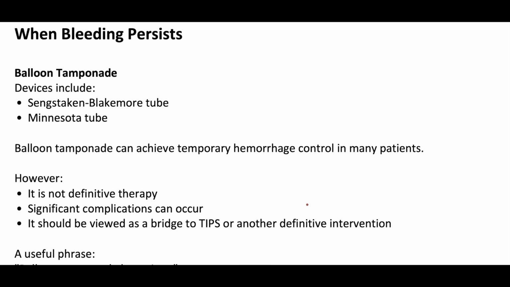Now, if bleeding persists even after they've been resuscitated, they've gotten Octreotide, a PPI, ceftriaxone, they've gotten esophageal variceal banding, what can we do? Well, one thing we can do if the bleeding is severe is something called balloon tamponade. I don't want to speak for anyone out there, but this isn't our favorite procedure. It always seems like a little bit of a challenge, not something that's done too much, but the most common thing you'll probably hear people call this is a Blakemore tube, but there's a couple different kinds. There's the Minnesota tube as well.